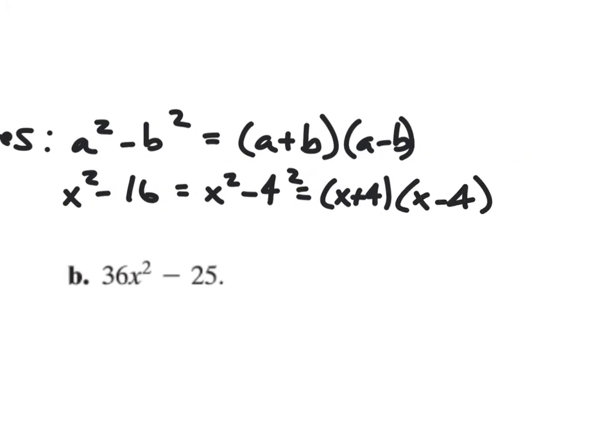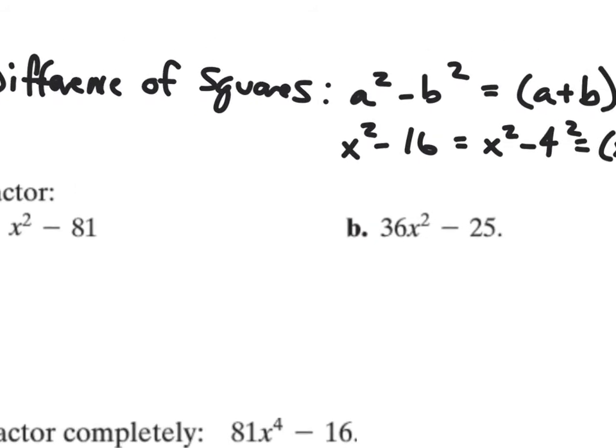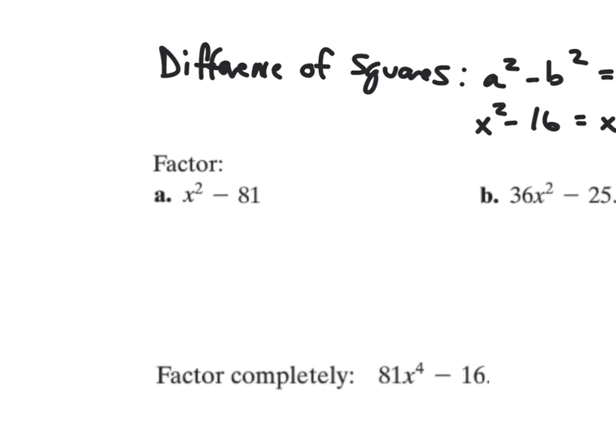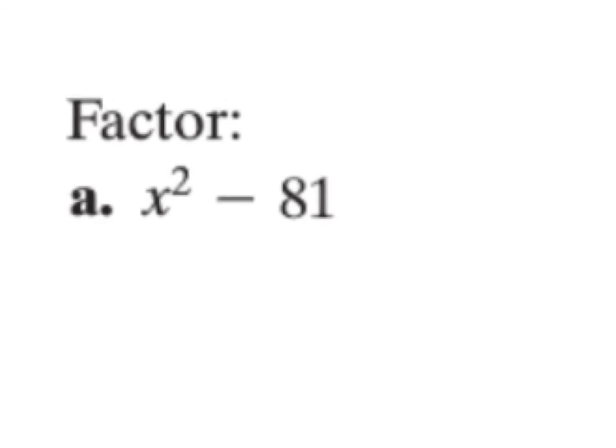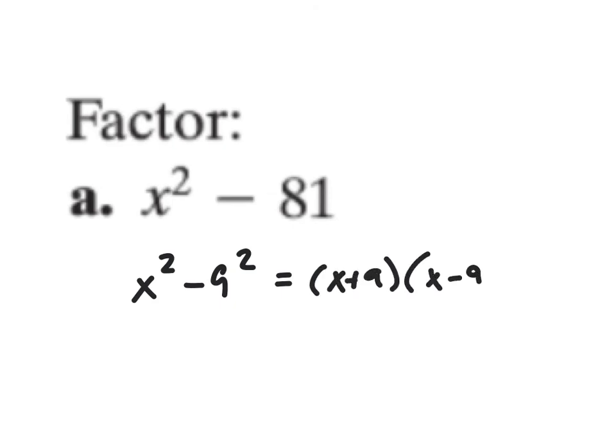So what I want to do is I want to be able to rewrite these as perfect squares. All right, so when you have x squared minus 81, 81 is a perfect square. Let me rewrite that as x squared minus 9 squared, okay? And this then would factor to x plus 9 times x minus 9, all right?